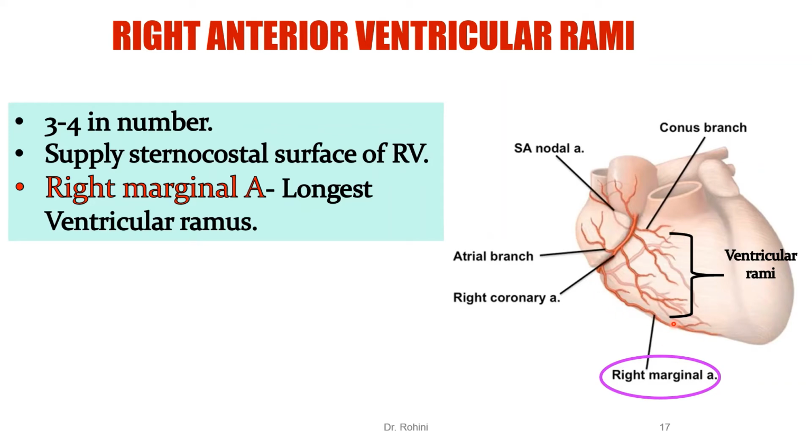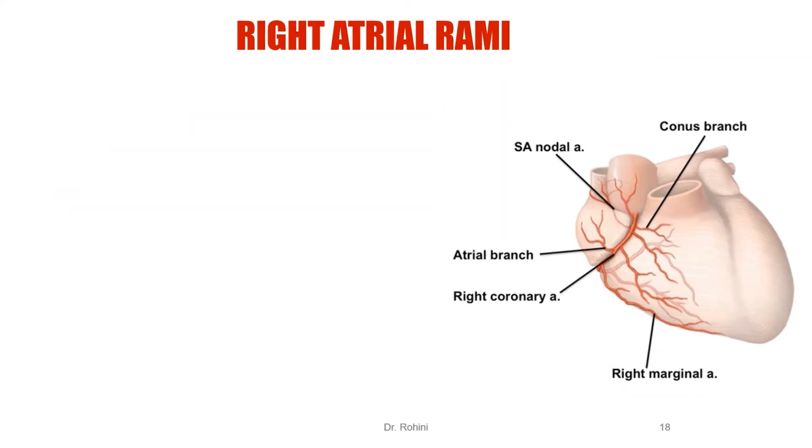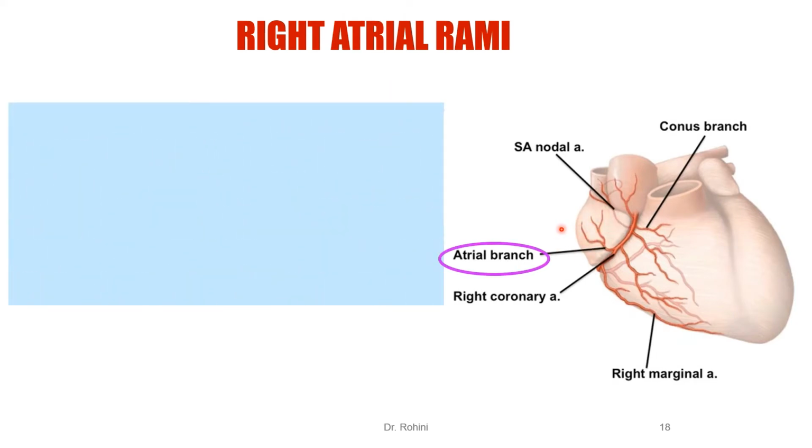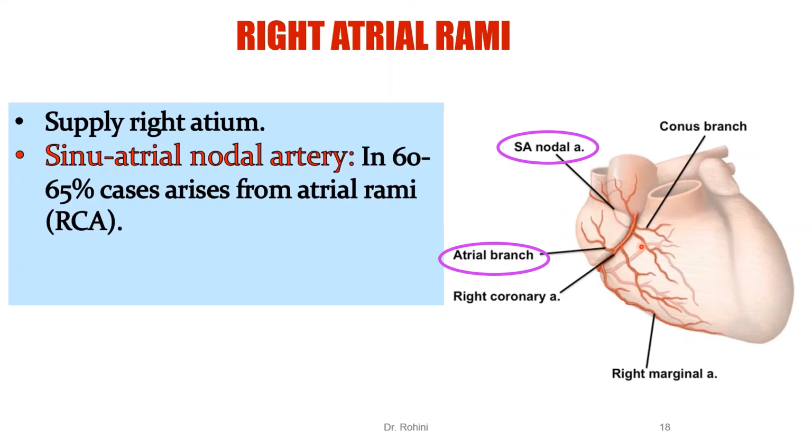So we have the conus branch of the right coronary artery. We have the right anterior ventricular rami. And we have the right atrial rami to supply the atrium. We can see that the major part of the atrium will be supplied by this branch. Now this atrial rami give, in 60 to 65% of subjects, one very important branch which supplies the SA node, called the sinoatrial nodal artery.